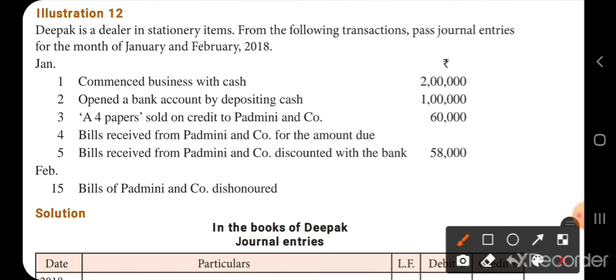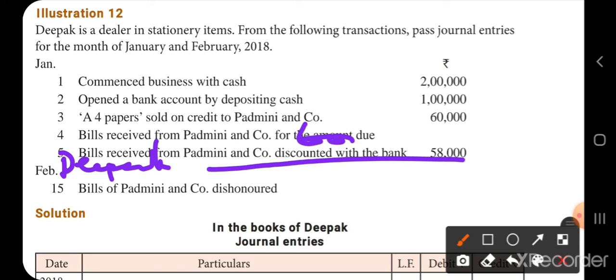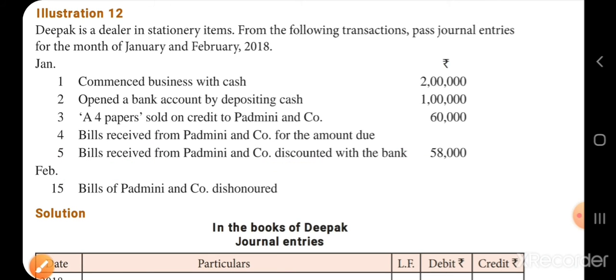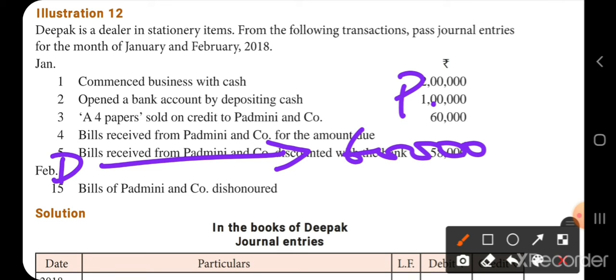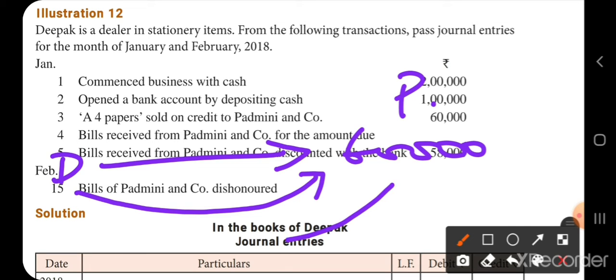A4 sold on credit to Padmini. So Deepak has sold goods worth rupees 60,000 to Padmini. Okay. Now bills received from Padmini for the amount due. Deepak has sent a bill to Padmini and Padmini writes the word accepted on the bill and sends it back to Deepak. So that is known as bills receivable.